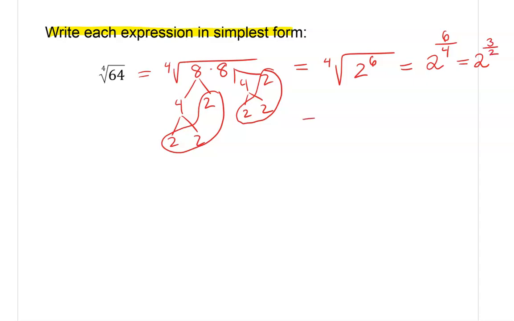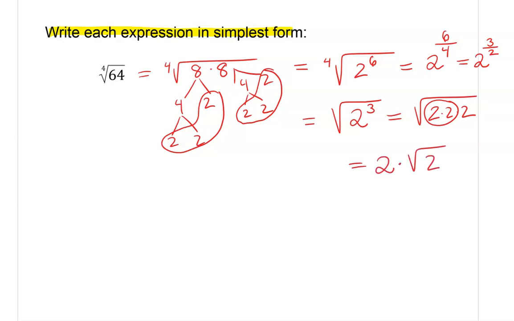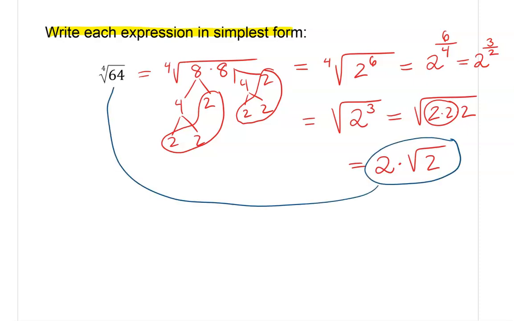So then I can write this 4th root of 2 to the 6th as the same thing as the square root of 2 cubed. And the square root of 2 cubed, well, that's the square root of 2 times 2 times 2. So I can take 1 two out and leave 1 two inside. So 2 times the square root of 2, that is the 4th root of 64.